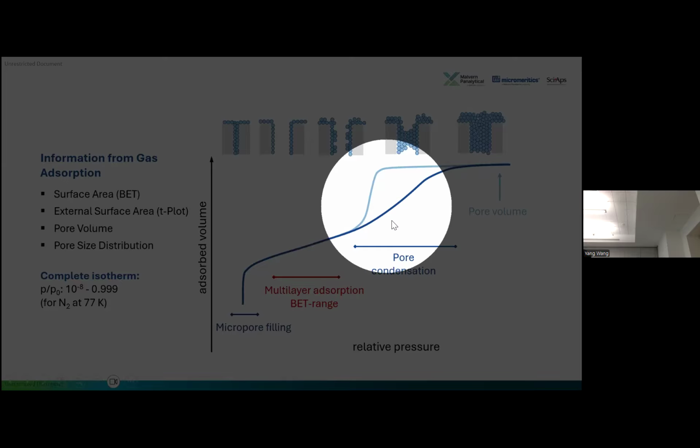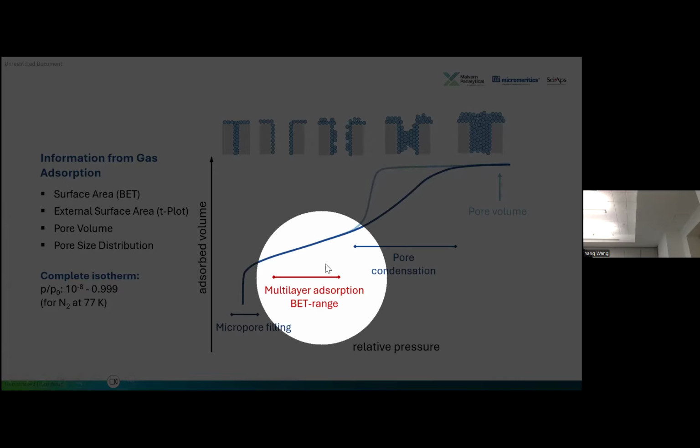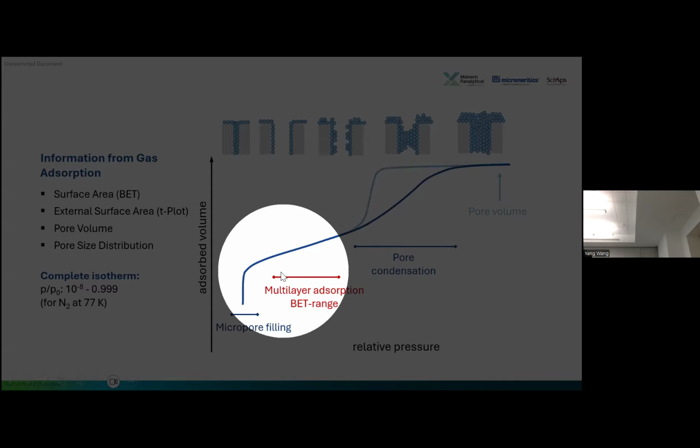So you have a difference here. So you can determine something about the porosity and the pore condensation. So that's the porosity of the material. What we're interested in for surface area is just this monolayer area. So this is the part of the isotherm we can actually calculate.